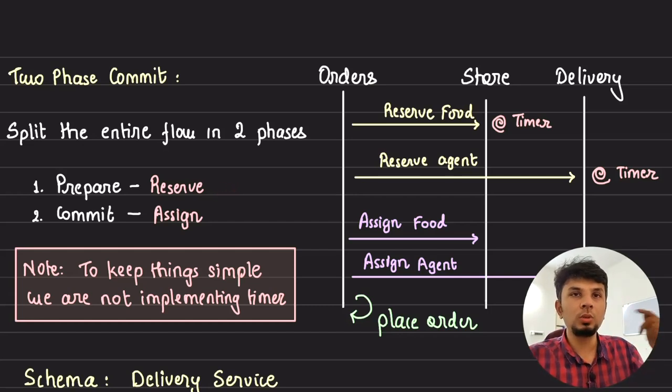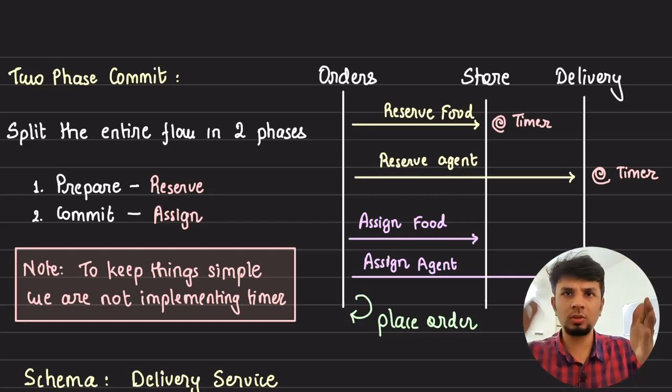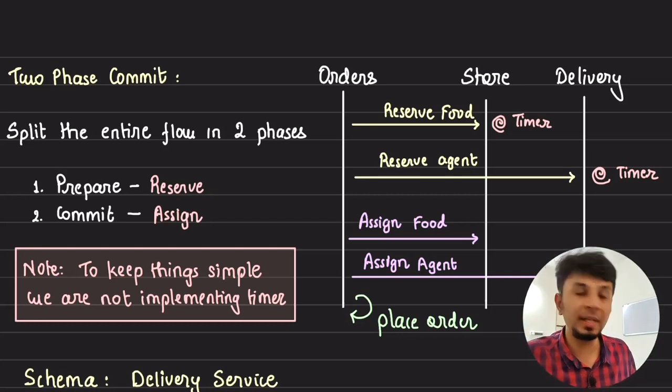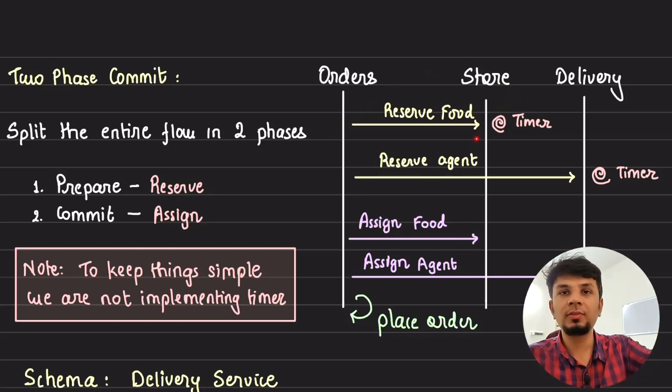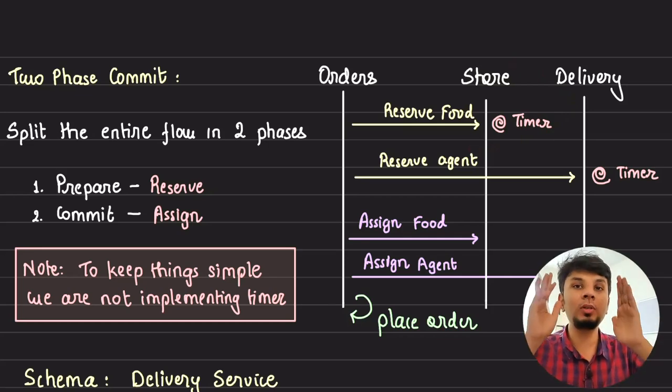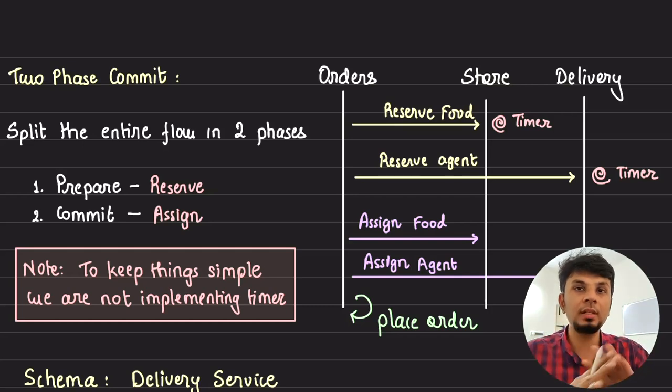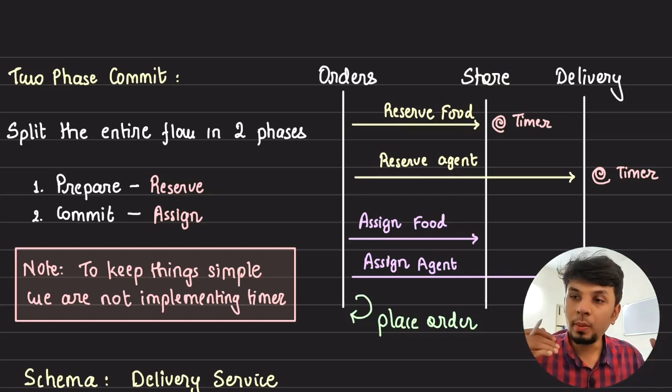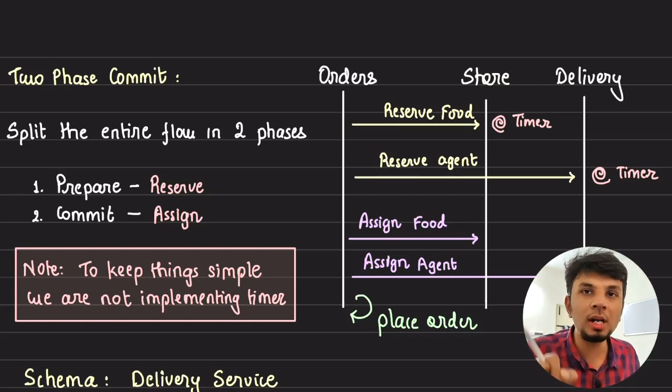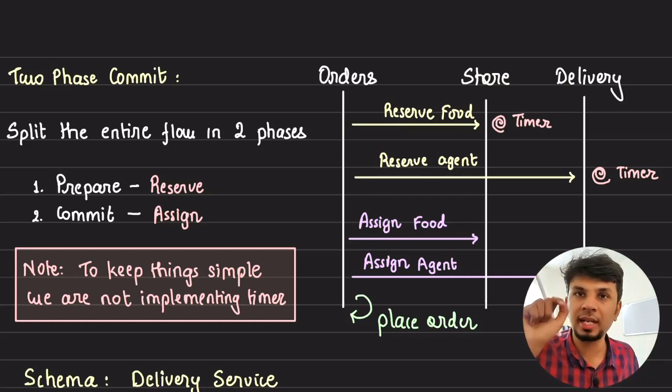What it would do is, let's say you have three services, order, store, and delivery, as we discussed in the previous video. So order service will talk to store service and say, hey, reserve food. Order service will talk to delivery service and say, hey, reserve an agent. This is not about assigning an agent to an order. It's just about reserving that particular person for delivery. Anyone can use it. It's not just a specific order for whom that particular agent is assigned.